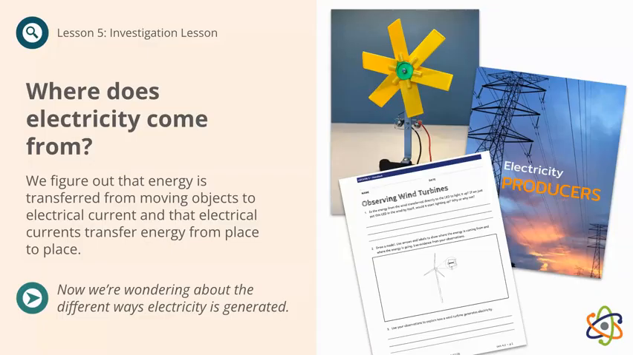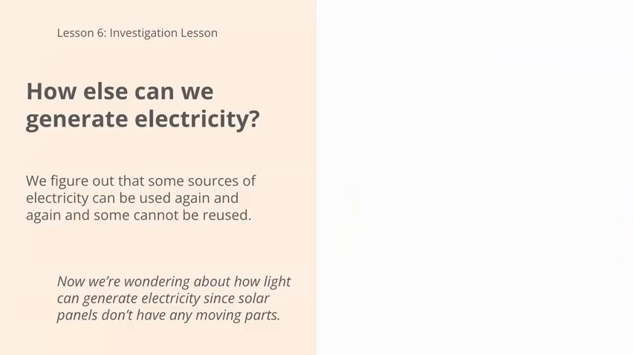We decide we want to know more about how larger scale wind turbines and wind farms generate electricity, so we read a book and watch a video to find out more. Then we explain how a wind turbine generates electricity and identify some possible limitations on its use. Now we're wondering about other ways that electricity is generated, because we notice a limitation of wind turbines is that the wind doesn't always blow. So what else can we do to generate electricity?